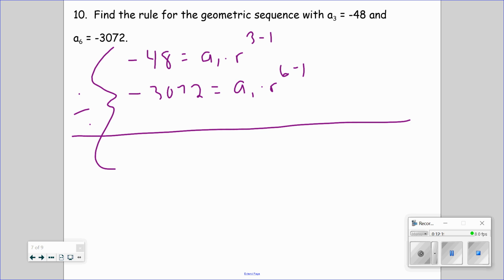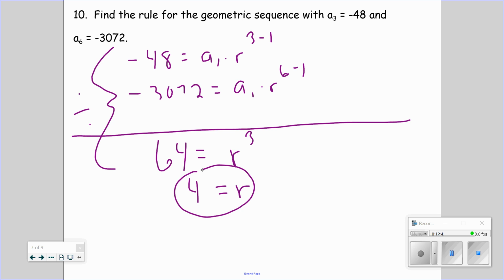All right, so I'm going to divide these two numbers by each other. End up getting 64. My a's will eliminate when I divide, and my r to the fifth divided by r to the second is r to the third. Cube root both sides and get r equals 4.